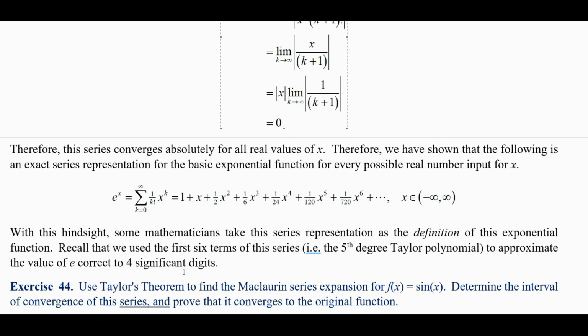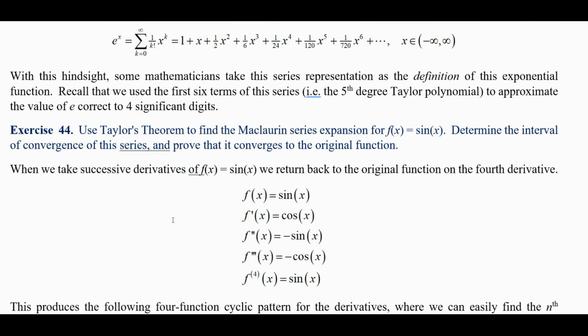So let's see if you can work out this next one. Use Taylor's theorem to find the Maclaurin series expansion for f of x equals sine of x. Determine the interval of convergence for the series and prove that it converges to the original function. Remember, a Maclaurin series is just a Taylor series centered at 0. Work this out yourself. Press pause now.